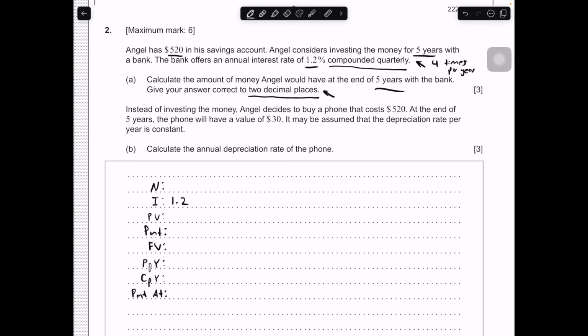In this case, it's 1.2%. Angel has $520 in his savings account. So this is $520. We imagine this money is no longer in this individual's possession. It is now out of his hands. So in some sense, we write money flowing out, money flowing in. So this is 520 no longer in his hands. The payment in this case is 0. He's not making any continuous payments. Final value is what we want to find out.